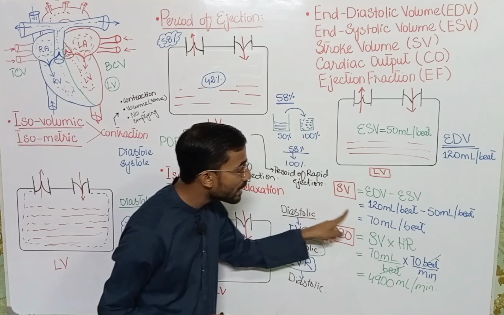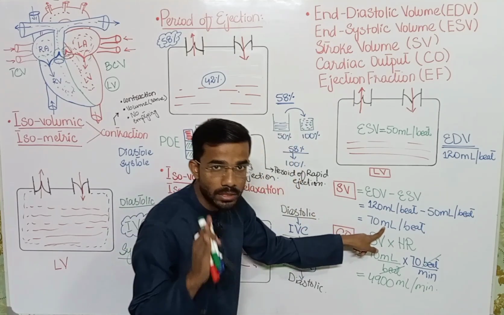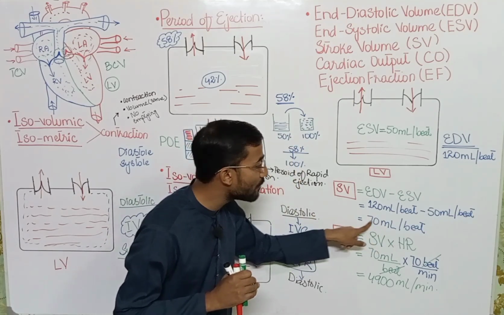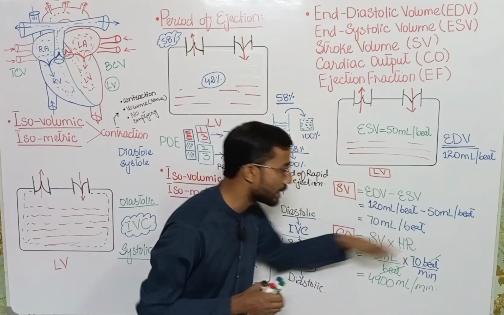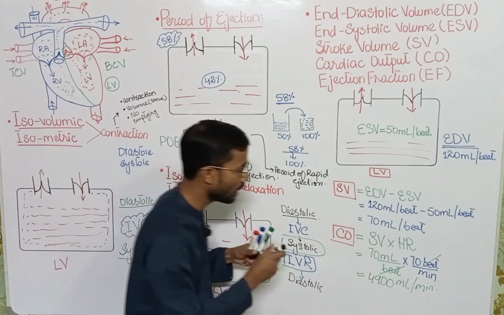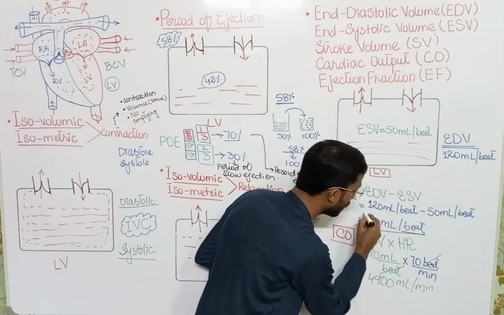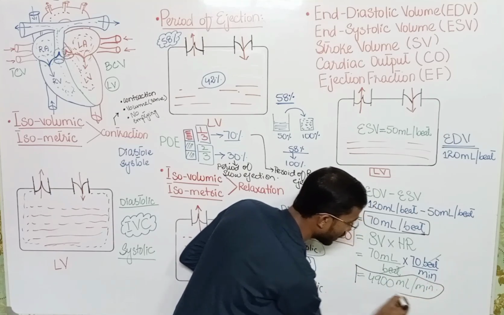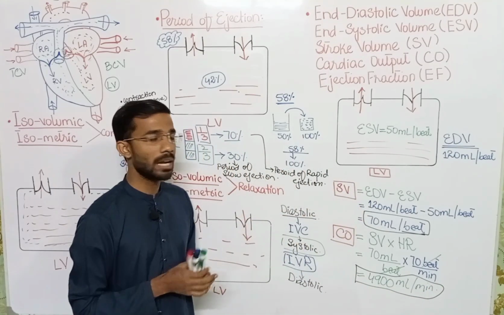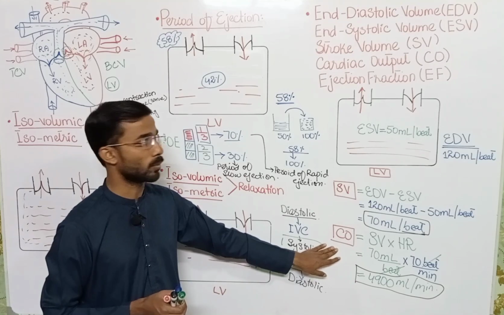Stroke volume is 70 ml, a small volume, and 70 ml of blood is ejecting from the left ventricle in one beat. This is the one beat situation, and in that situation you see the volume in 1 minute. So these are basically the stroke volume and the cardiac output.